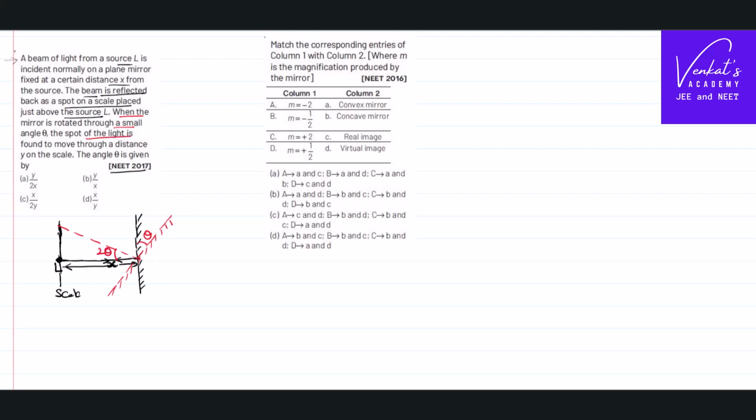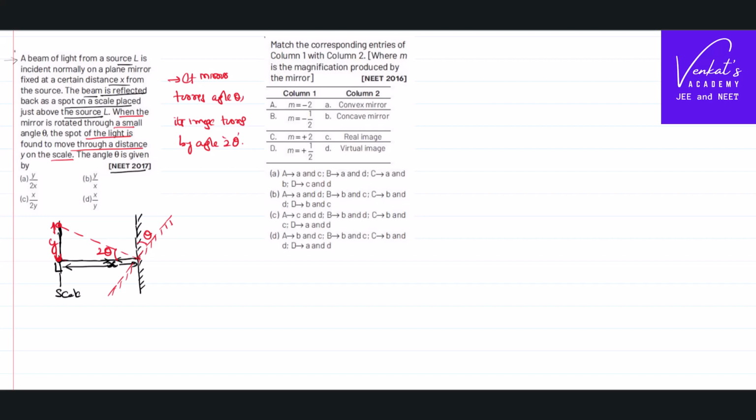The spot of the light is found to move through a distance y on the scale. That means on this scale it has moved from here to a place where this distance is given as y. So, the rule that we have used is, if the mirror turns by angle theta, its image turns by angle 2 theta. In fact, I have proved this in detail in the diagram video. Please find that video in the playlist of ray optics.